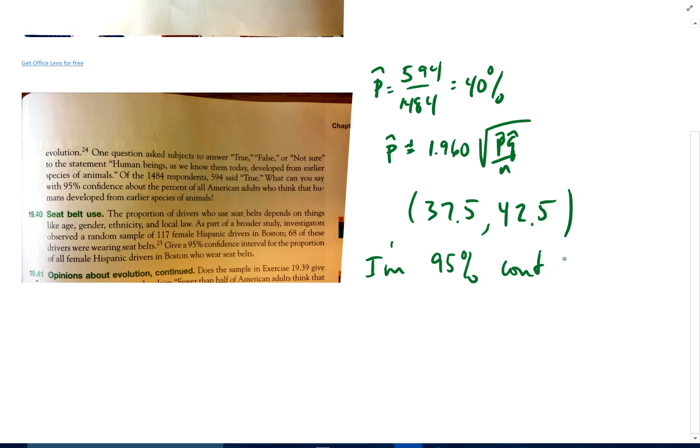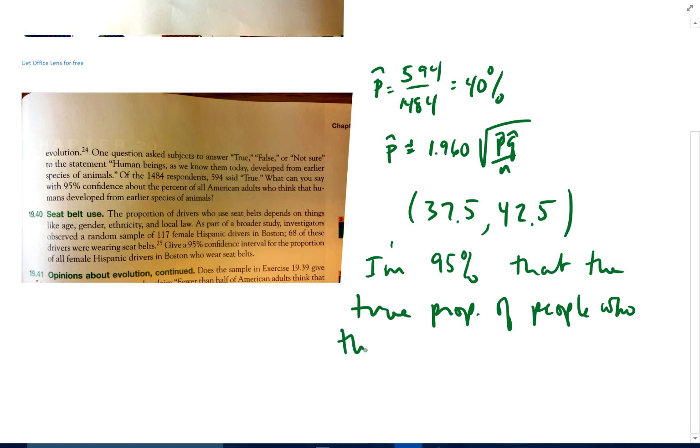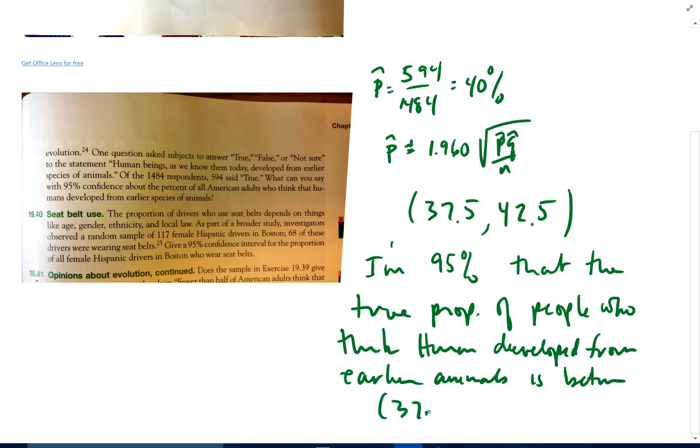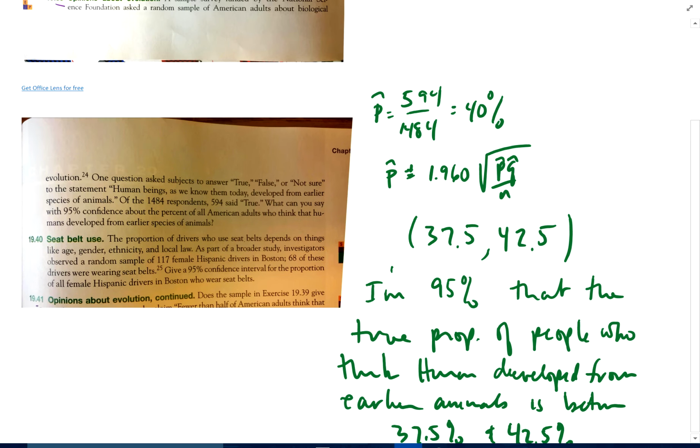Okay, so I'm 95% confident that the true proportion of people who think humans developed from earlier animals is between 37.5% and 42.5%. Good. So there we go on 40 or 39.